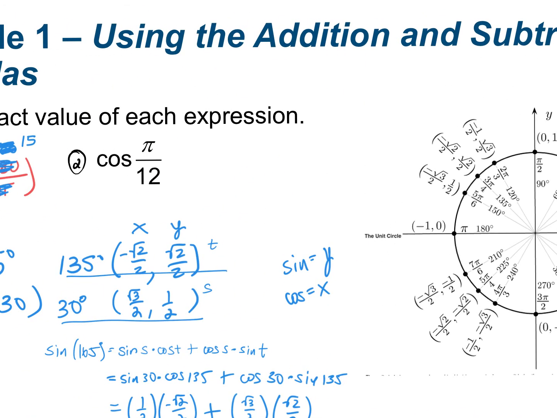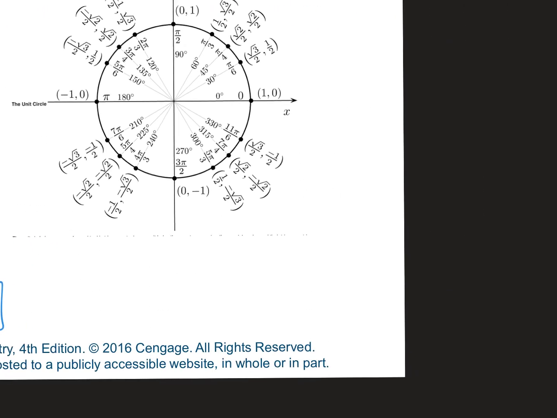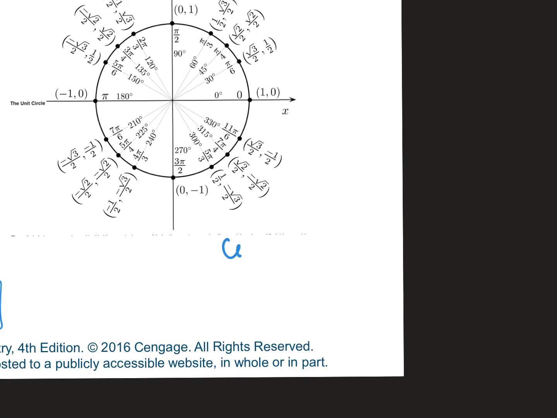All right, let's look at the next one. Cosine of pi over 12. I'll do it over here. We have cosine of pi over 12. First of all, let's hope and pray that this is on the unit circle. Anybody see pi over 12 in the unit circle? No. All we would have to put is just the X value of whatever's there, but it's not.